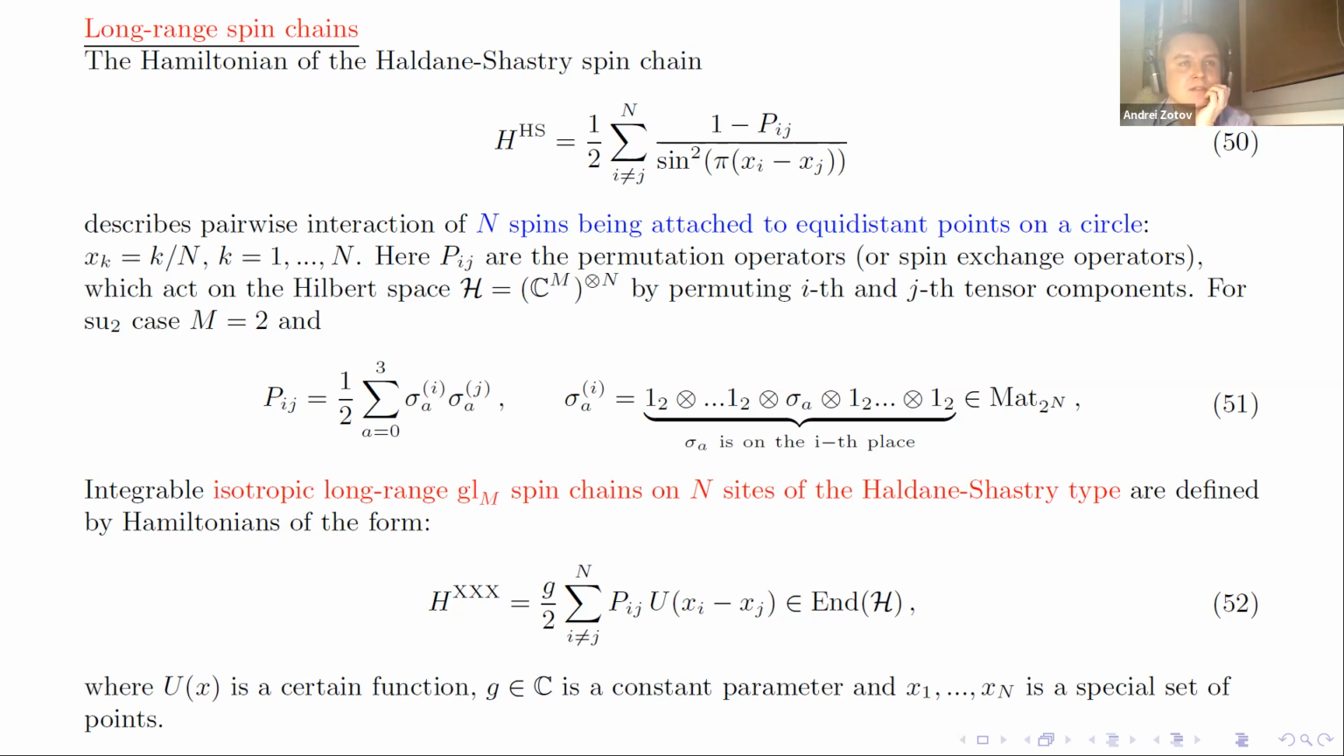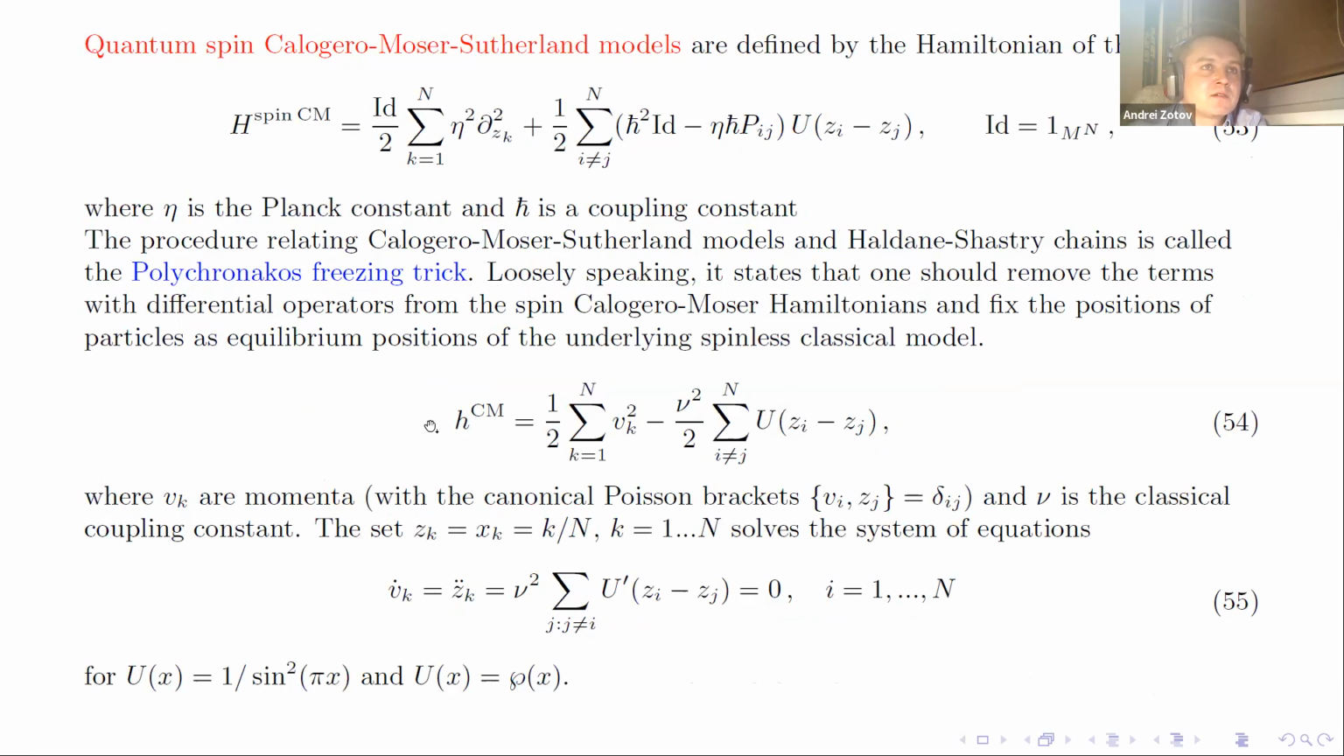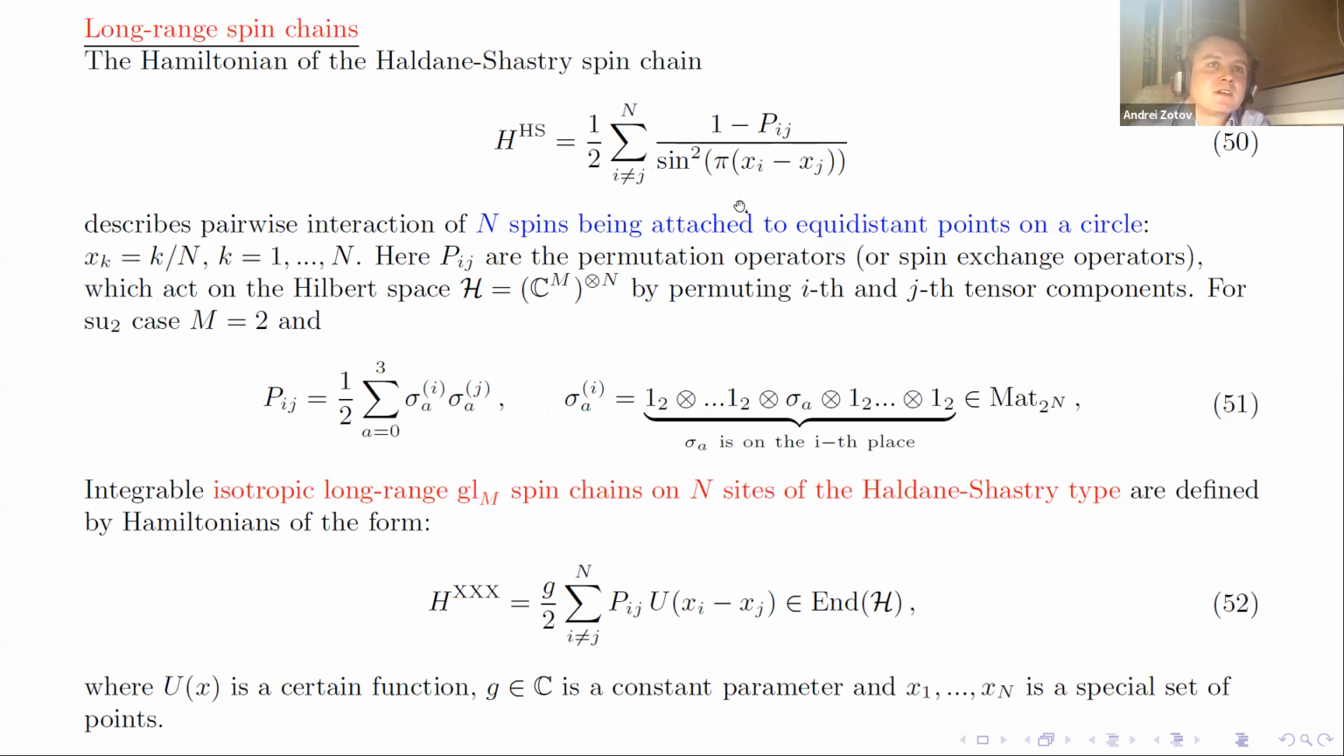And this can, of course, be extended and generalized to different Lie algebras and so on. For example, for the gl_M case, so for the SU(2) case, we have the permutation operators given here, and similarly it can be written for the gl_M spin chain. Then the permutation operator just acts on M-dimensional spaces, components of the tensor products. Okay, and now we need to recall what is known as the Freeman trick. Of course, this expression resembles the expression for the Hamiltonian in the quantum spin Calogero-Moser model. Only the kinetic part is absent, and the positions of the particles are fixed to equidistant points.